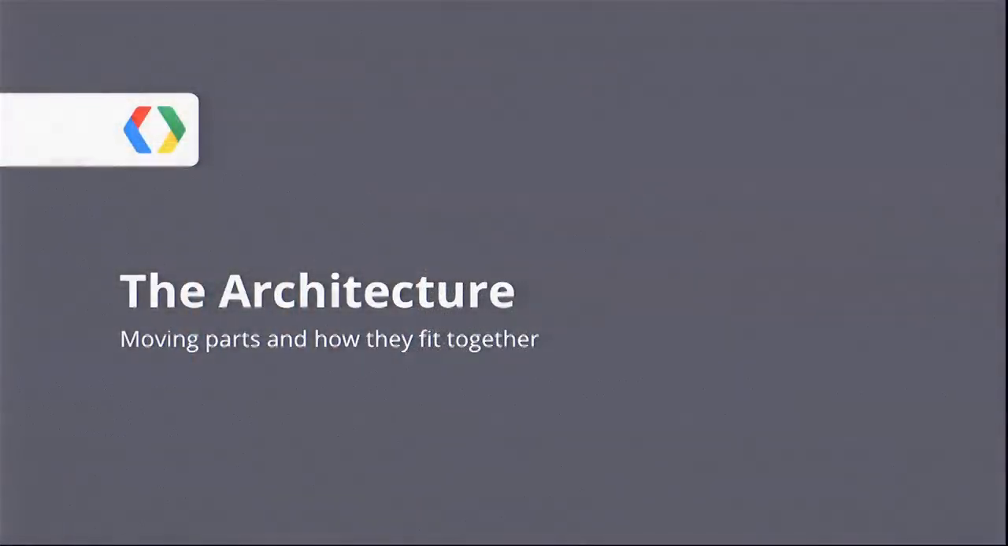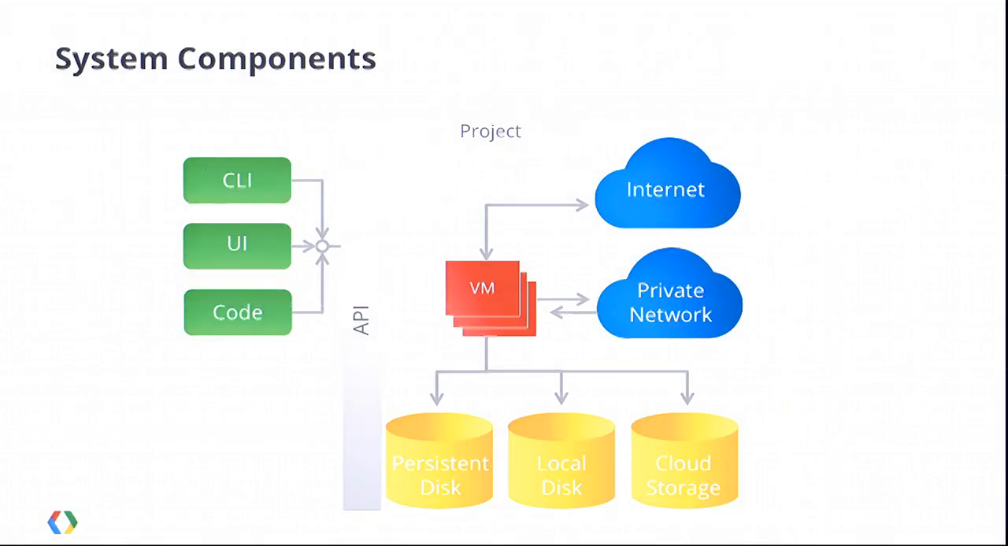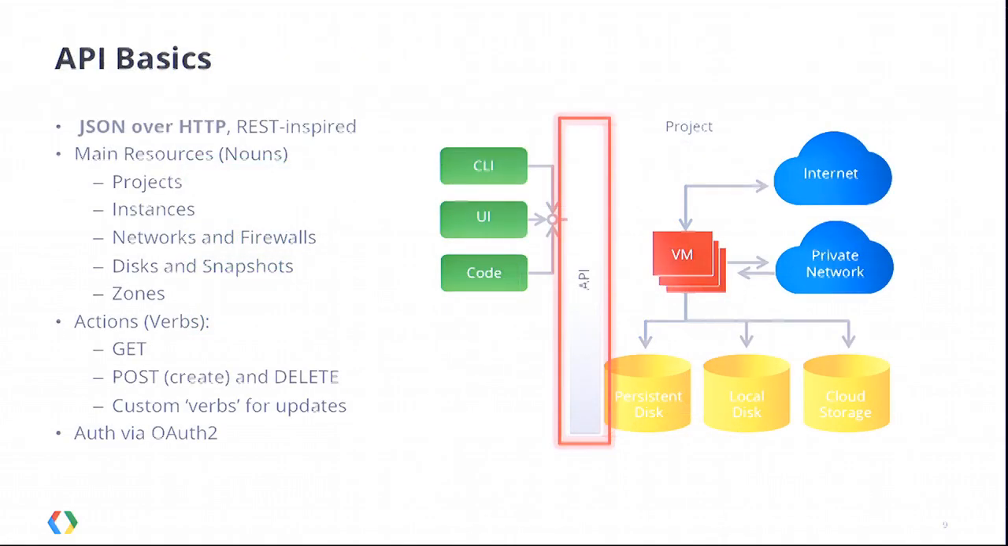So let's cover the architecture of Google Compute Engine. I'm going to talk about all the main pieces and how they fit together and give you as much detail as I can fit into this talk. This is based on the diagram that Craig had in his earlier talk, but I'm going to go through this piece by piece. It really starts with the API, and this is the model for the different things that you can touch and modify and inspect with the system.